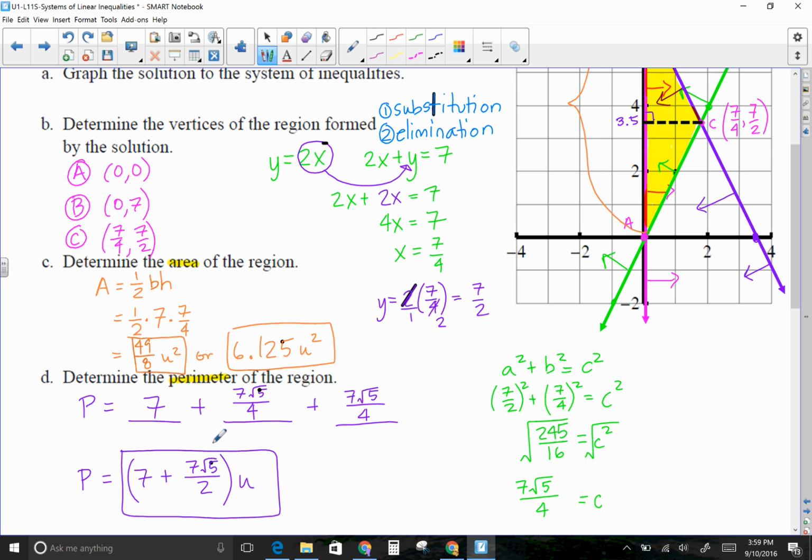So that ends our lesson. You will need this Pythagorean theorem on the other side when you try to figure out your perimeters, but the area problem and finding your vertices will be much easier.